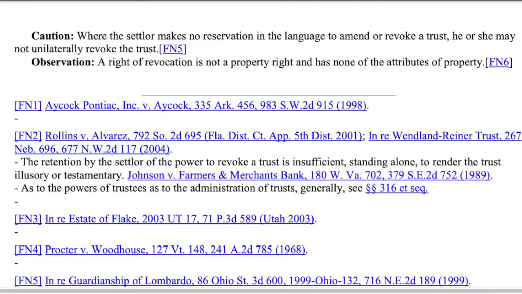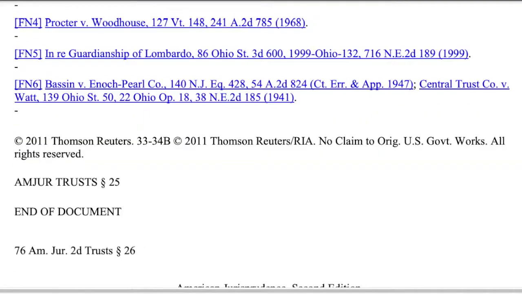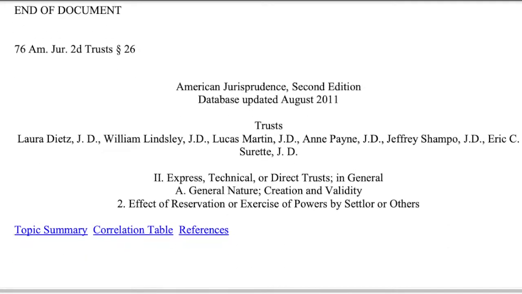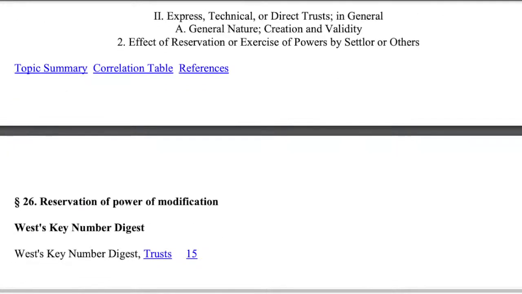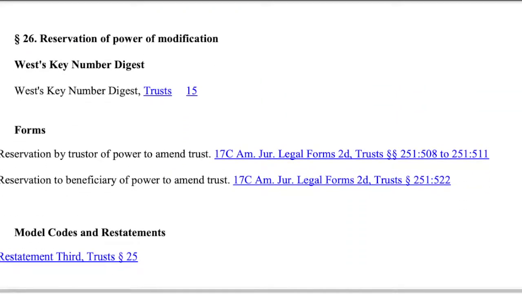So we have some pretty good ones here in the Florida District, 2004. There's a lot of good cases to look at in here. The retention by the settlor of the power to revoke a trust is insufficient, standing alone, to render the trust illusory or testamentary. And as to the powers of the trustees, the administration of the trust generally. So, pretty good stuff in here. And here we go, back to what we just asked: the reservation of power of modification.